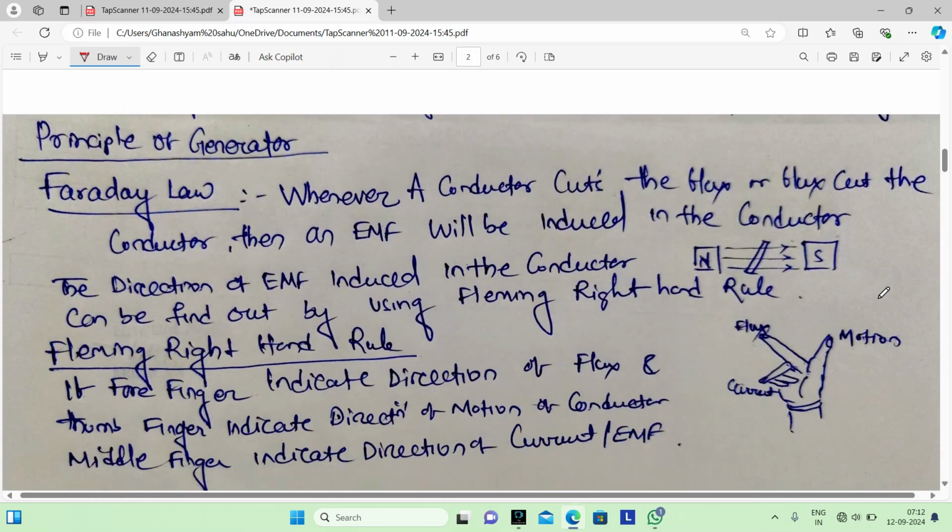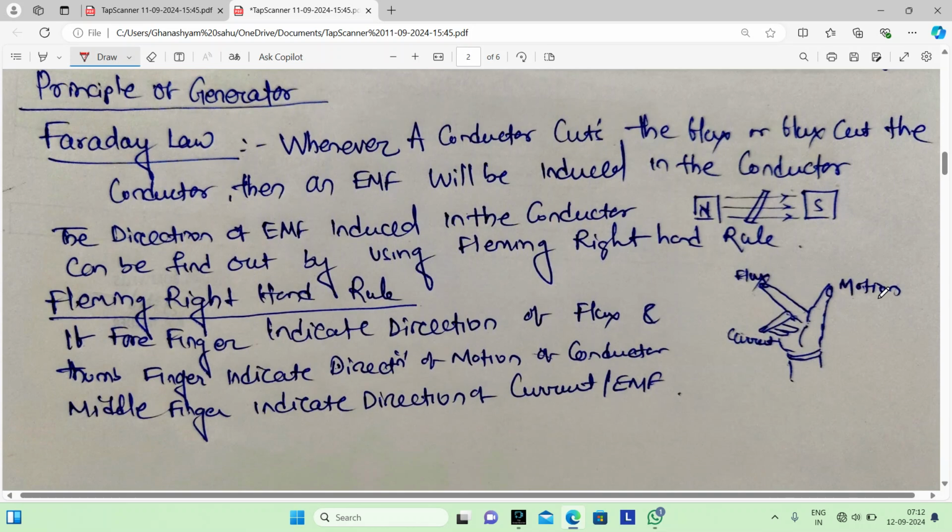Okay, so now we are going to see the principle of a generator, on which principle it operates, or which principle it works on to get electrical energy. Our most important scientist, Faraday, made these laws. That's why, by the name of the scientist, the rule is known as Faraday's law. So whenever a conductor cuts the flux, or flux cuts the conductor, these three lines are the flux.